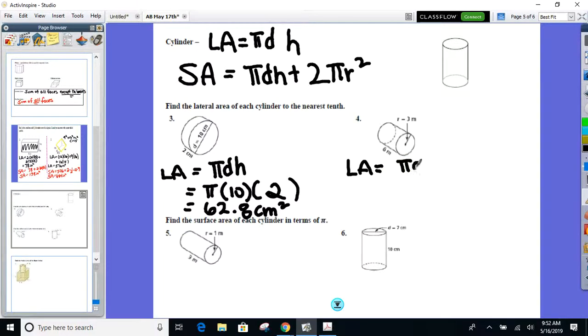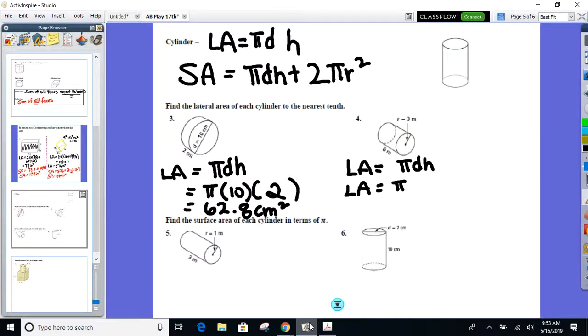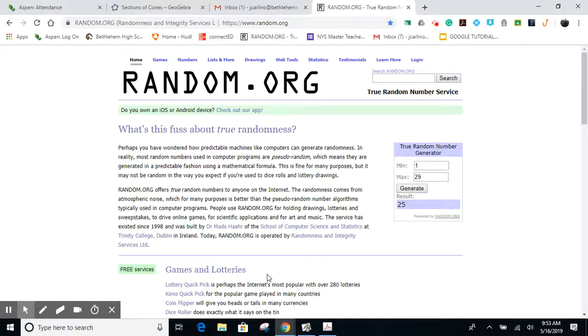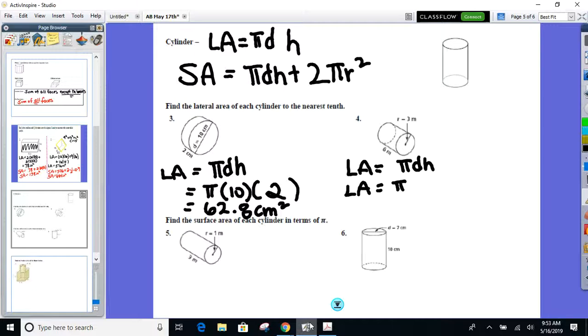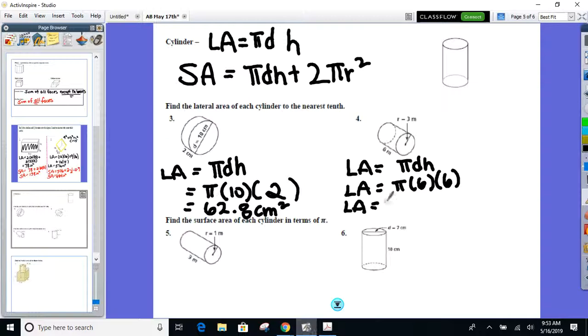Okay, next one, pi d h still for lateral area. I just want to know what you're filling in for diameter here. 25 diameter. There he is, we just talked about him, came back to bite me. 12 diameter. Are we on the same thing here? No, we're not. 6, and how about the height? Also 6, yes. Lateral area, nearest tenth. What are we rocking with here? 27. I don't know, is that right? Okay, thanks.